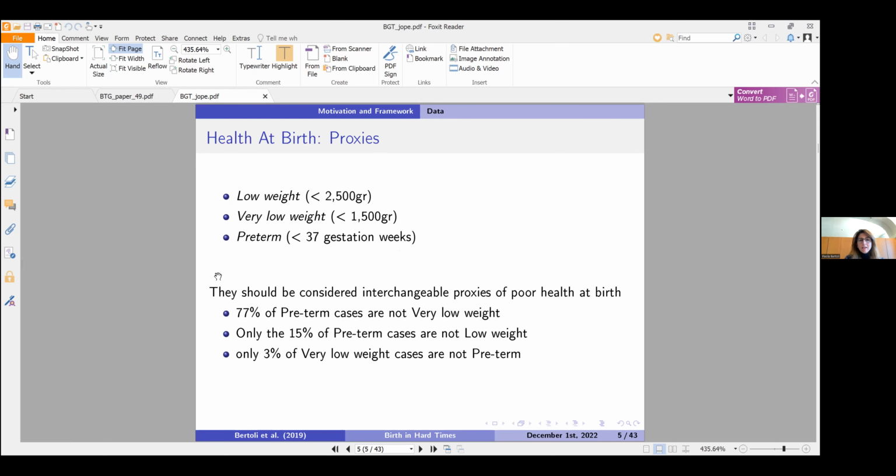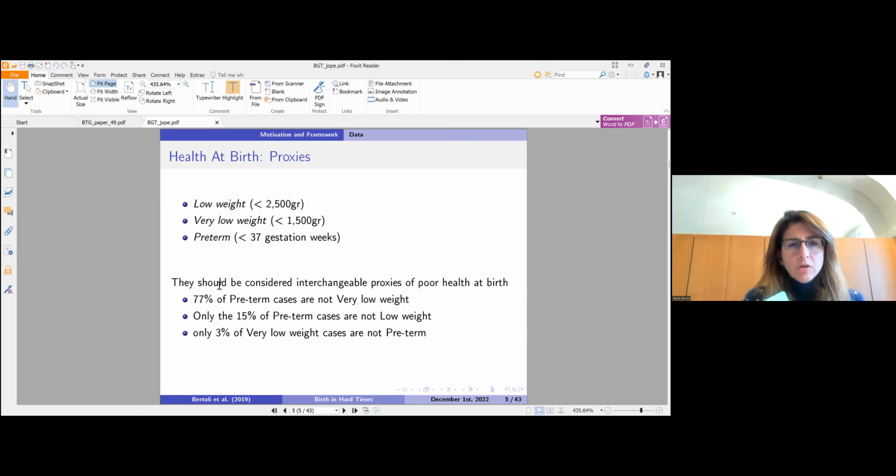So using this data, we construct our outcomes of interest. There are 3 dummies, and they simply follow what is usually employed as the main outcome when health at birth is at stake. The first dummy tells us if the baby was born weighing less than 2.5 kilos. The second, if it was very low weight, so under 1.5 kilos. And the third one, if the baby was born before the 37th gestational week, so if it was a preterm.